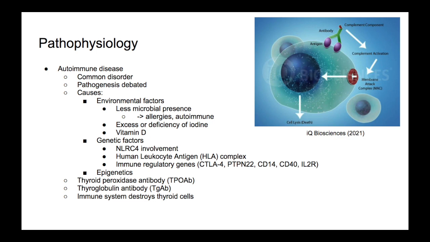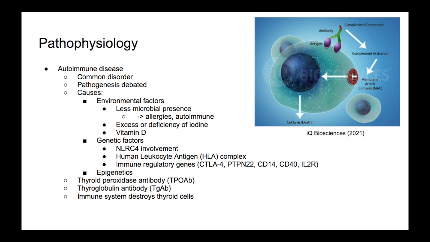Human leukocyte antigen complex is a gene that helps control the immune response. Other immunoregulatory genes such as CTLA4, PTPN22, and CD14 will lead to the breakdown of immune tolerance. The gene NLRC4 is involved in the innate immunity and acquired immune process. Polymorphism of this gene leads to immune dysfunction, resulting in further damage to the thyroid due to the immune cells entering the thyroid gland.